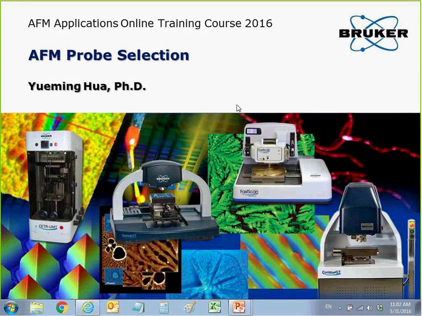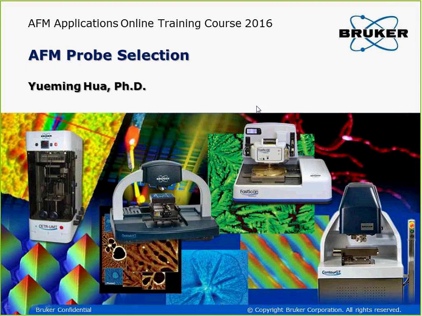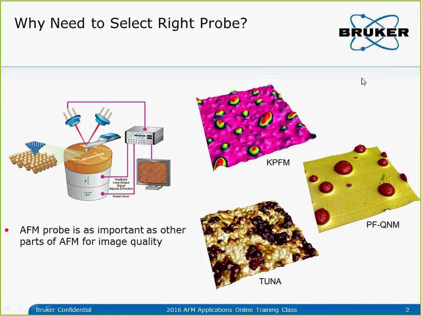Okay, let's start with today's topic. First, we're going to talk about probe selection. Why do we need to select the right probe? The reason is probably obvious: for certain applications, if we don't select the right probe, it certainly won't work. Like if we want to measure some electrical properties like TUNA or KPFM, and we don't select a conductive probe, it will not work. It will not give us the information we want.